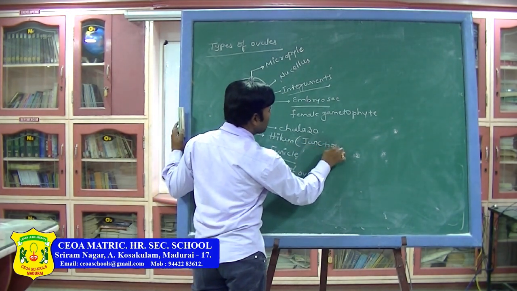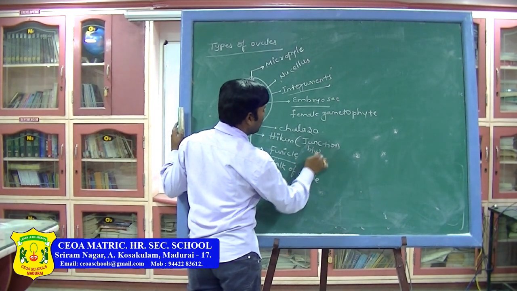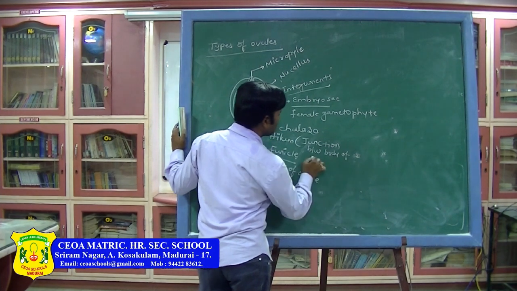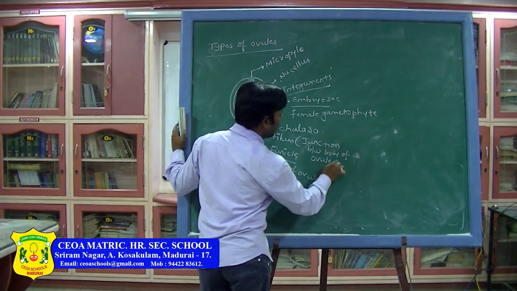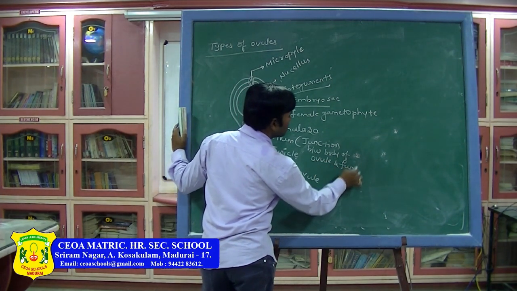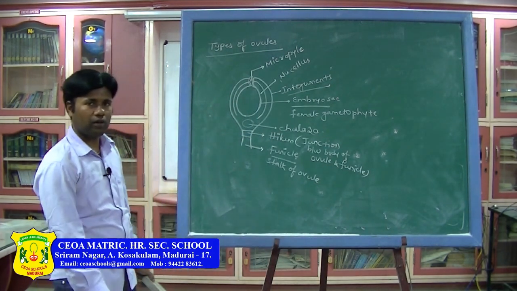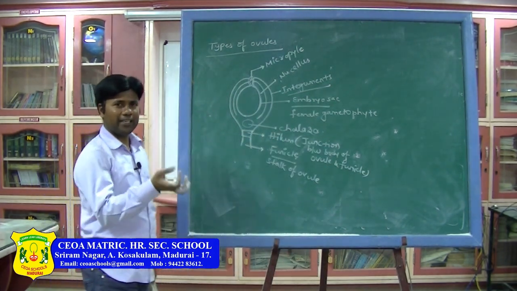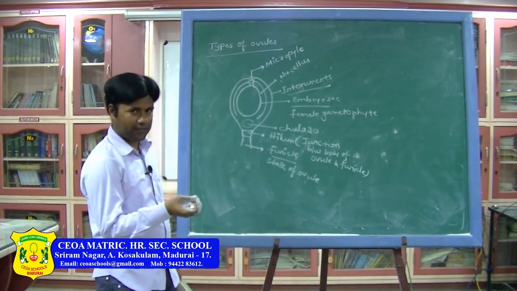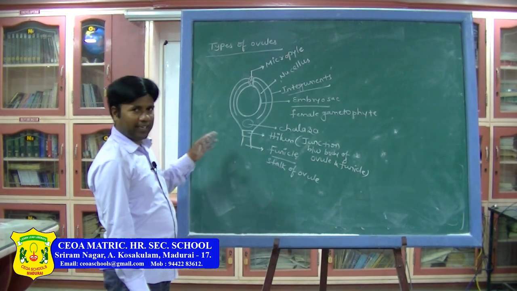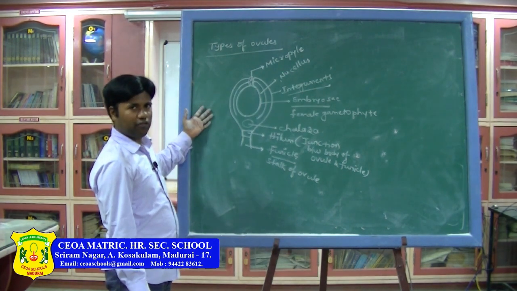The junction between the body of the ovule and the funicle is called the hilum. Placenta means the basal swollen part where the ovule attaches to the ovary. That is called the placenta. In the previous minutes we have learned this.